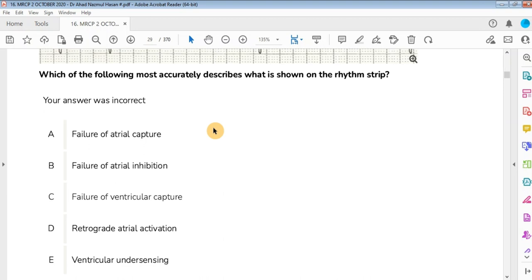Which of the following most accurately describes what is shown in the rhythm strip? A, failure of atrial capture. B, failure of atrial inhibition. C, failure of ventricular capture. D, retrograde atrial activation. E, ventricular undersensing.